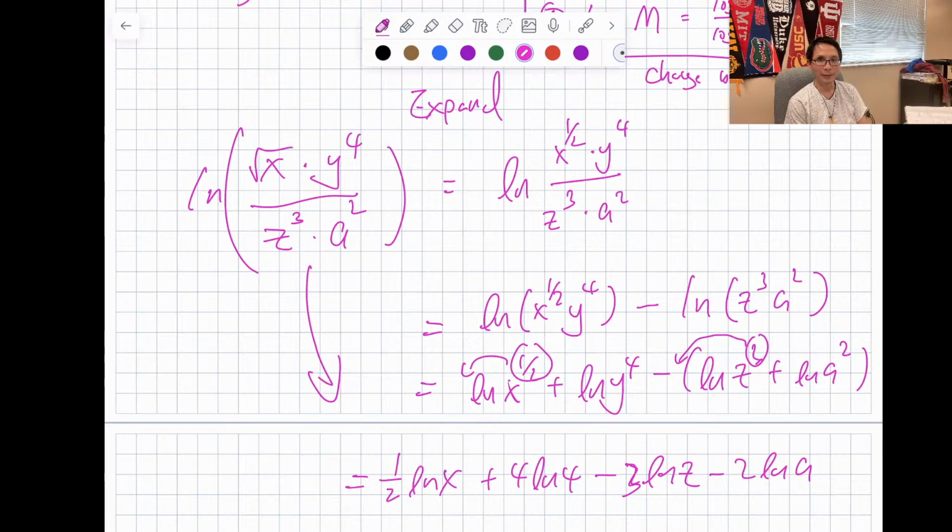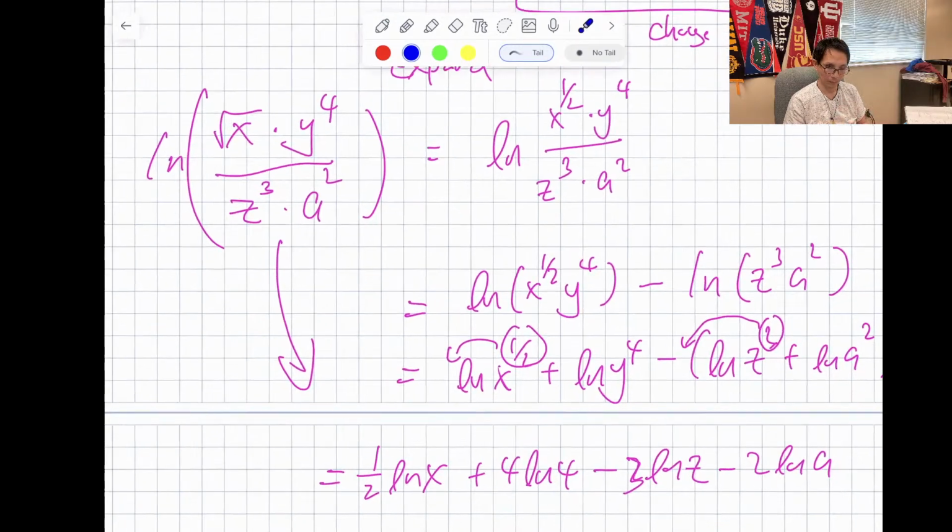Okay, how'd you get the negative 2 on the natural log? Because this negative sign is going to distribute to both. Yeah, okay. Because you're subtracting, and so that negative sign distributes to both. Okay, it makes sense. Oh, you just put all the exponents in the front? Yeah.